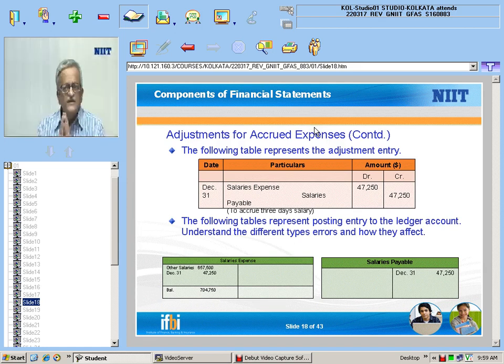So the basic thing we are doing here is that whenever any expenditure has fallen due for payment, then as on the closing date, it may be 31st of December, it may be 31st of March, the amount that has fallen due for payment has to be debited to your expenditure account, and we will credit a separate liability account called expenses payable. The salary payable is part of the expenses payable account.